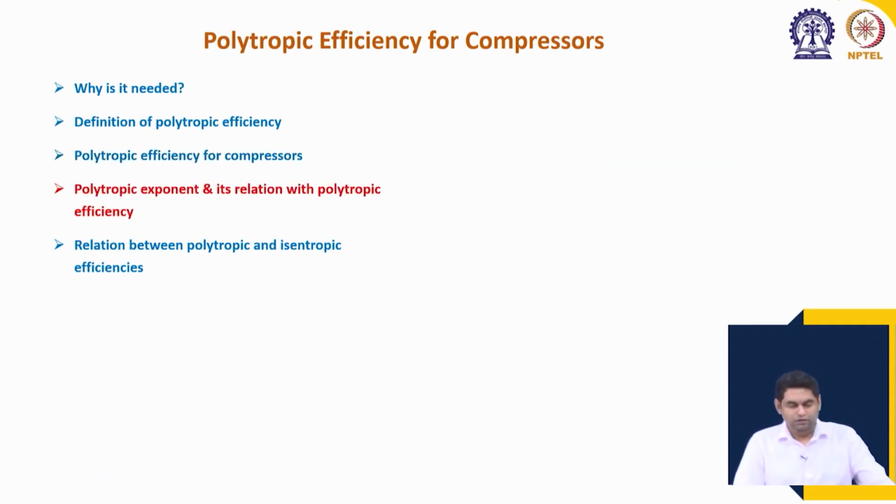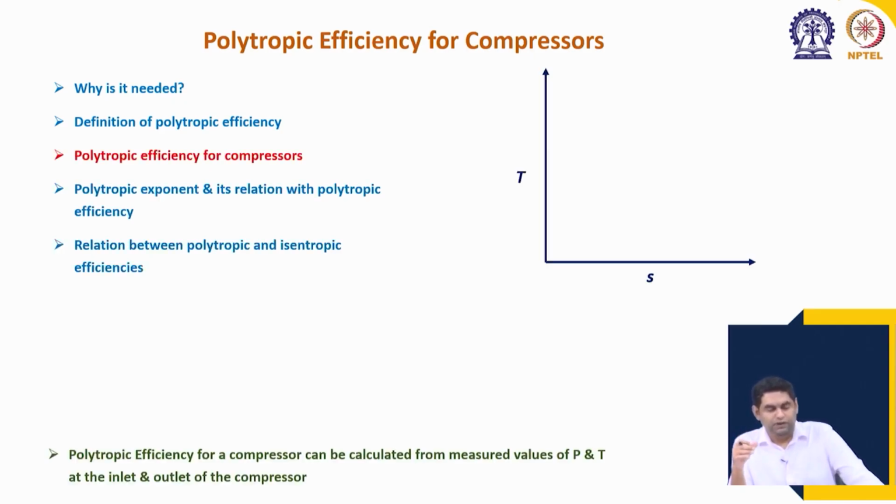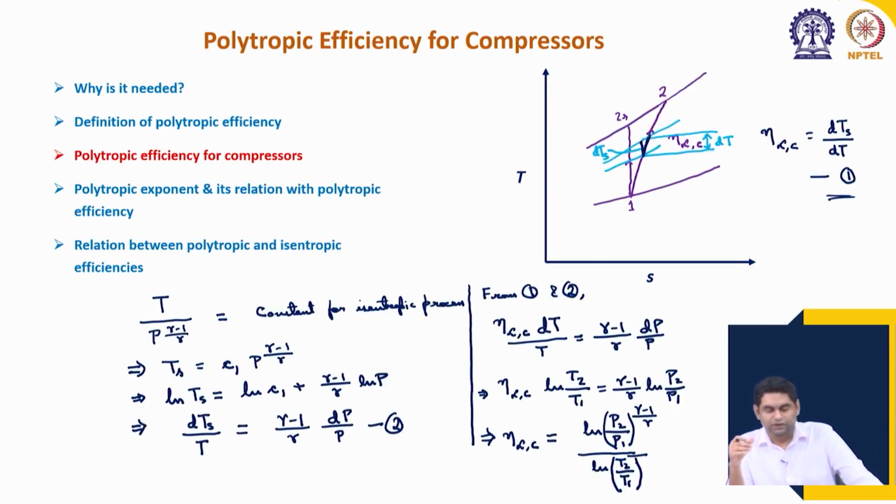Then, what is the relation of polytropic efficiency with the polytropic exponent? This is one thing we want to know. The other point that we want to know is the relation between polytropic efficiency and isentropic efficiency. We have already defined the polytropic efficiency of the compressor. Now, we want to find out its relation with isentropic efficiency.